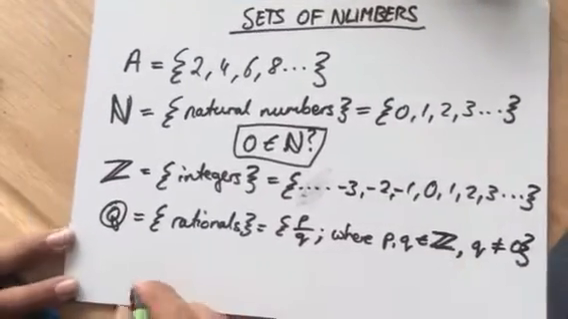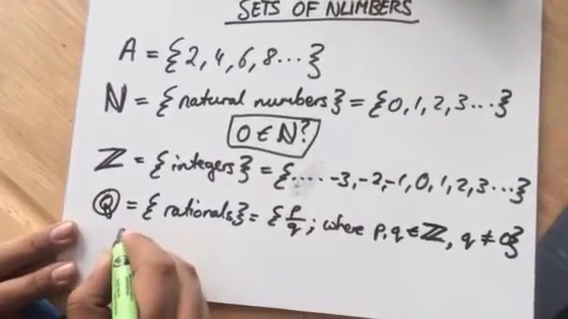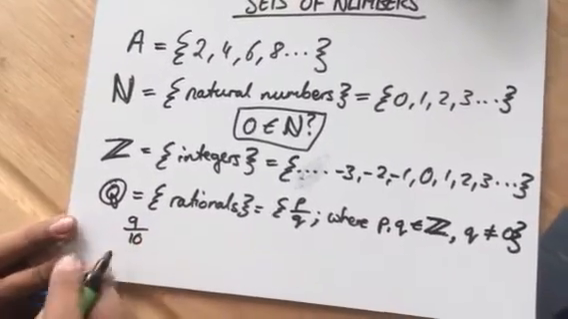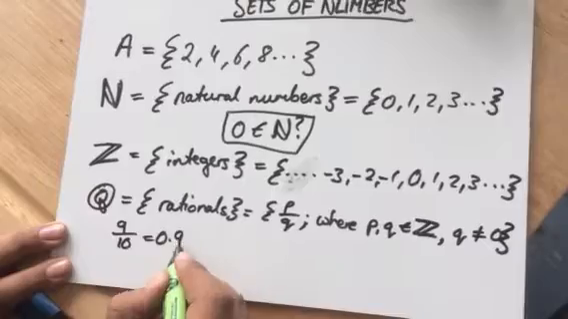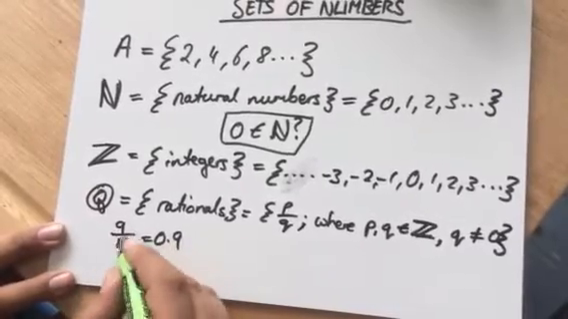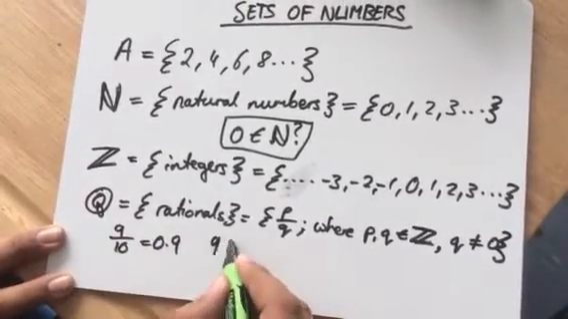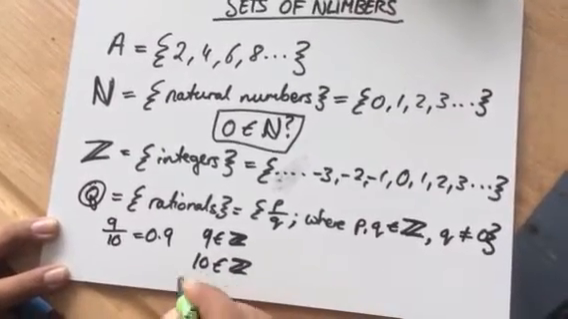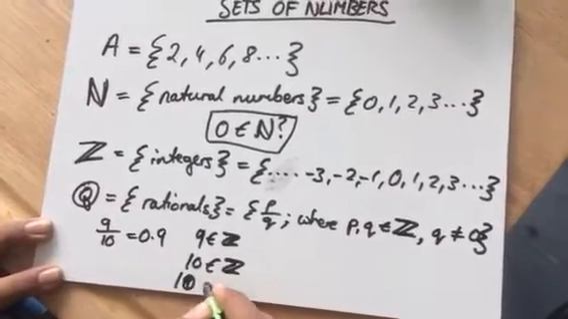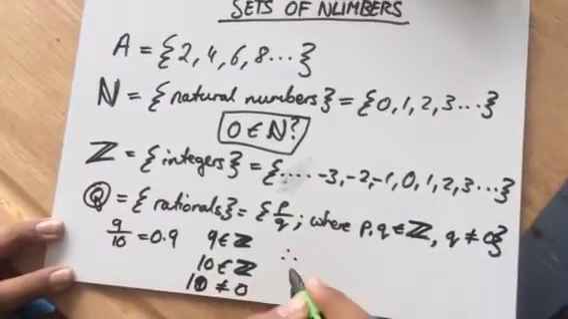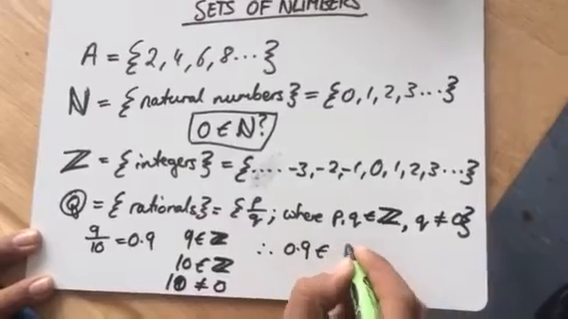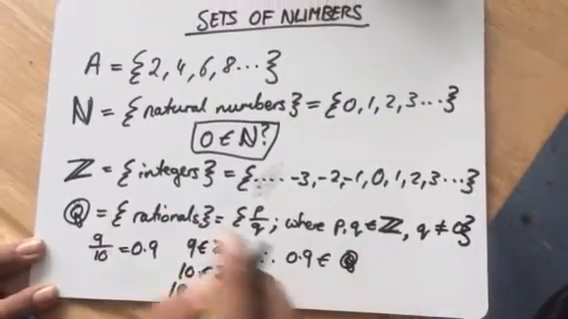For example, if we had the number 9 over 10, that's 0.9, and it can be written as 9 over 10 as well. So 9 is an integer, 10 is an integer, and 10 is not equal to 0. So therefore, these three dots mean therefore, 0.9 is an element of rational numbers.